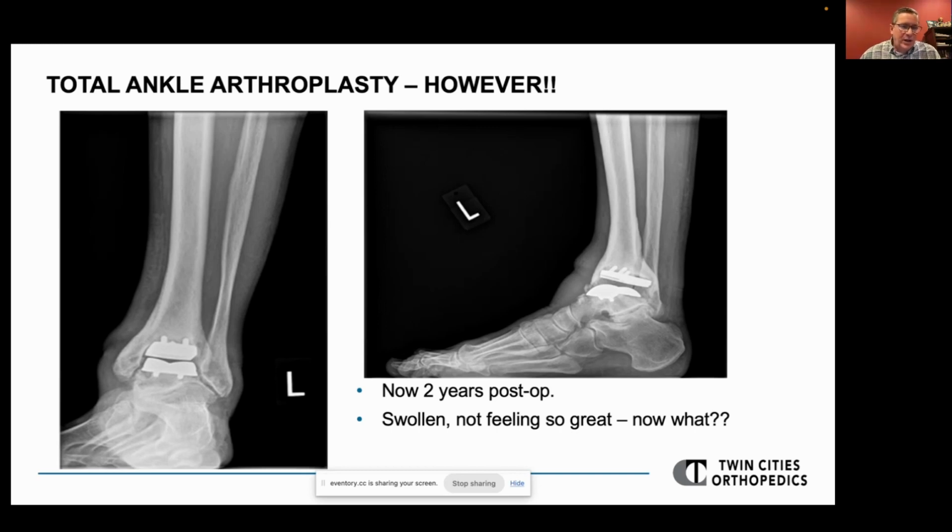And those of us who do ankle arthroplasties hate to see this. Now he's got a component that's loose. He's only 2 years post-op, and now we have to decide what we're going to do about that. Certainly he's going to need some more surgery to convert this to a revision prosthesis or convert it to a fusion.